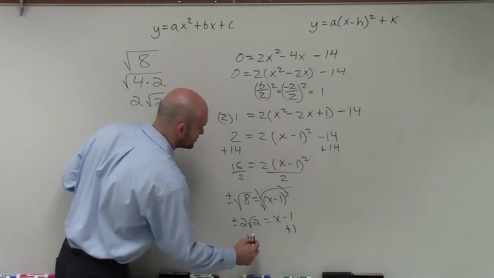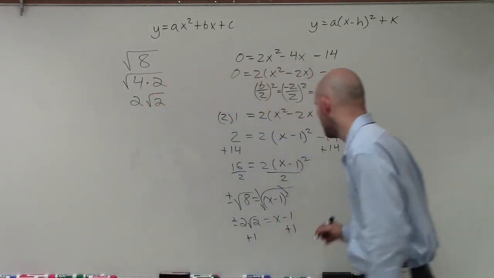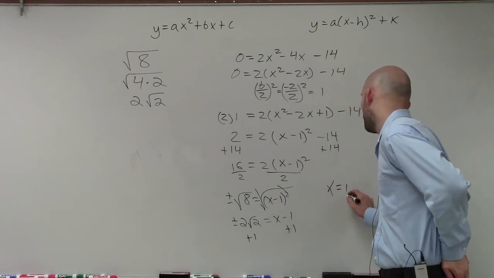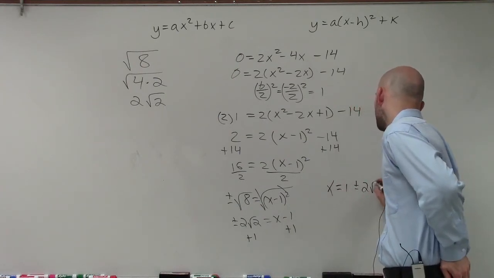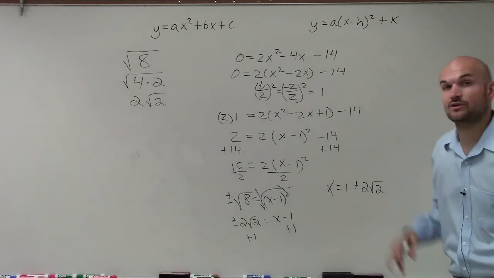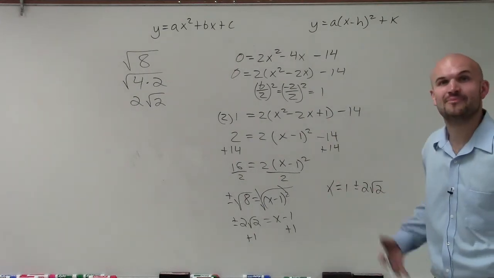Now I add 1 to both sides. And therefore, my final answer is going to be x equals 1 plus or minus 2 square root of 2. So there you go, ladies and gentlemen. That is how you solve by completing the square.